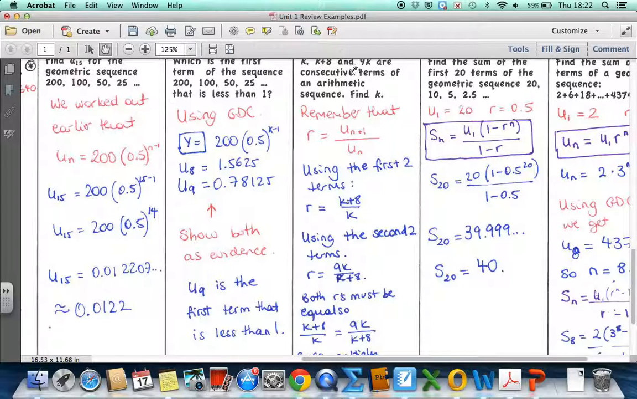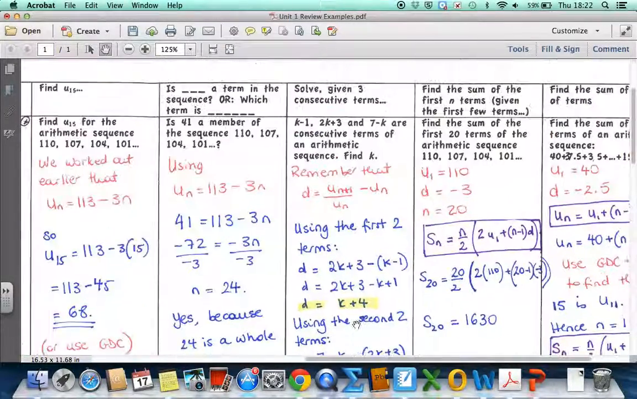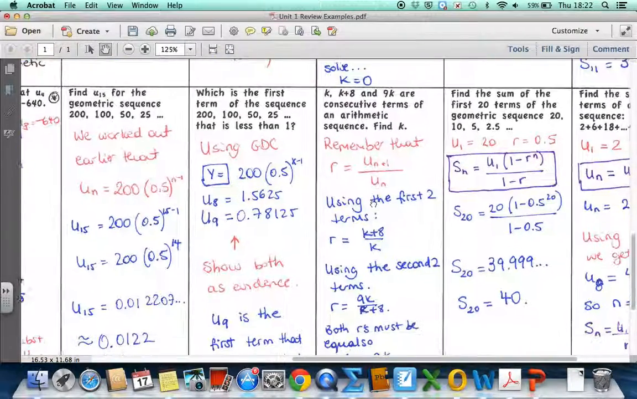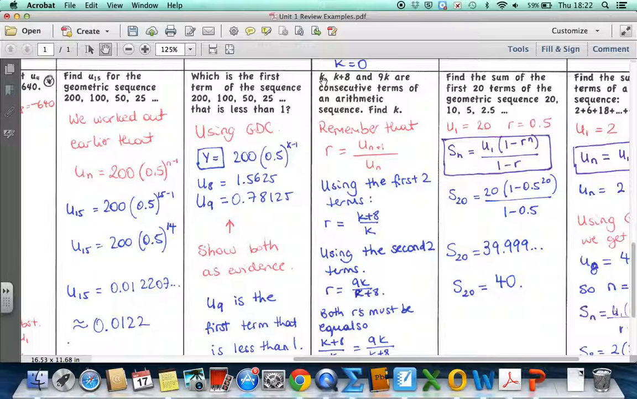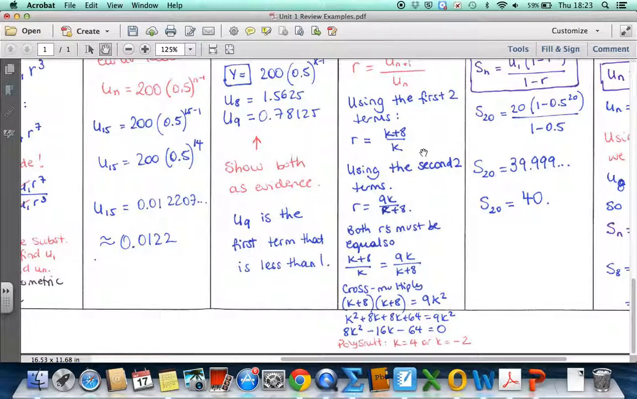Consecutive terms. So here you've got consecutive terms. Find k. Again, in the previous example, scrolling up, we were looking at the difference between one term and the next. Here we're looking at the ratio, the division. So we're saying this divided by this should be the same as this divided by this. Okay? So using the first two terms, k plus 8 divided by k, using the second two terms, 9k divided by k plus 8. If this sequence is geometric, then that divided by that should be equal to that divided by that. Those ratios should be the same. I've set them to be equal, cross multiply, multiply out the brackets, get everything on the left on one side, make it equal to 0, and then use polysmlt.